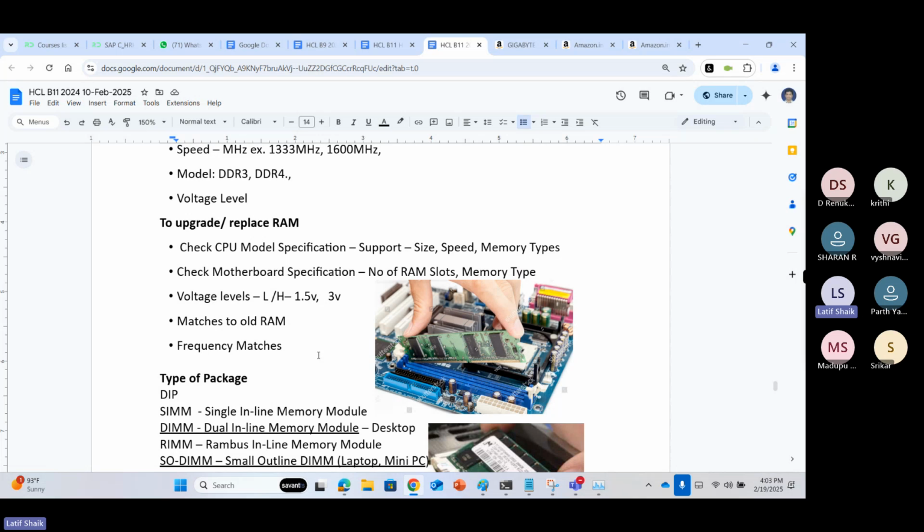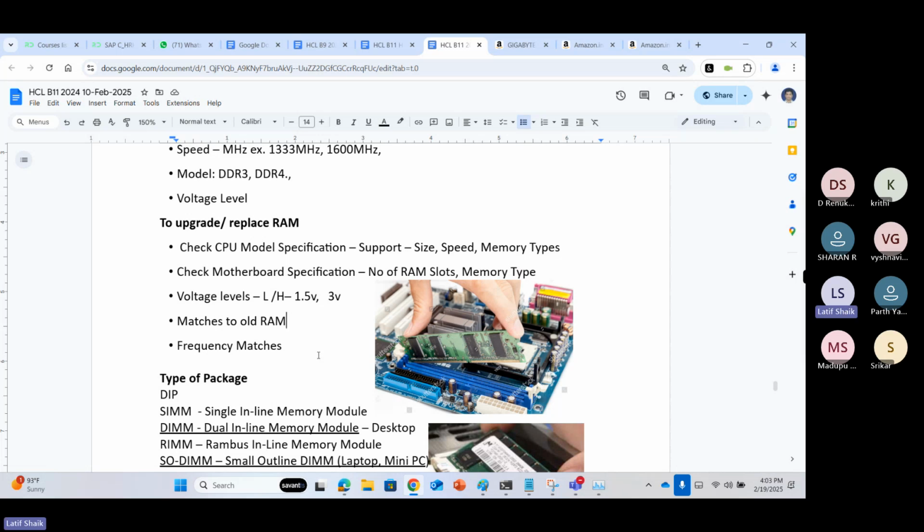Or your older RAM is not working at all, and you want to replace it with a new RAM. Your older RAM is only 4 GB, and you want to replace it with an 8 GB or 16 GB RAM. So what are the things you have to check first?